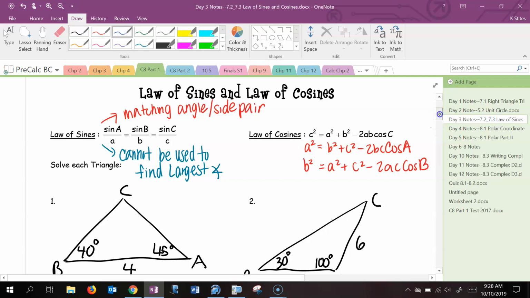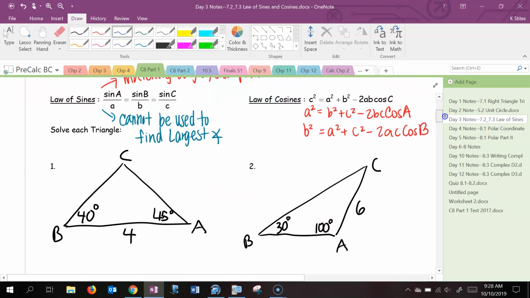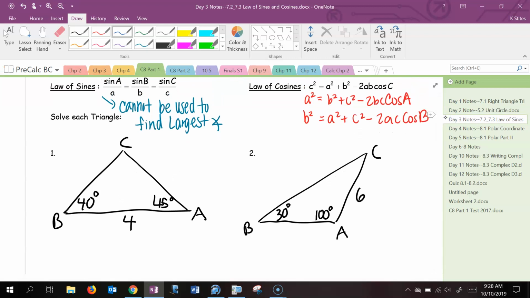Okay, so let's take a look at number 1. The first thing that I want you to realize, and I know this is a lot of geometry here, is that you have 2 angles of your triangle, so you should be able to subtract from 180 to find your third angle, and your third angle would be 95 degrees. Okay, again, that's just subtracting from 180. So your side A is across from your angle A, your side B is across from your angle B, and 4 would be your side C.